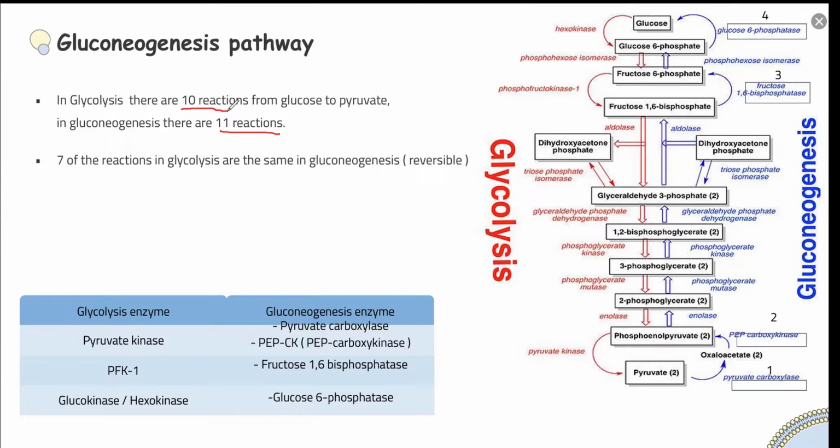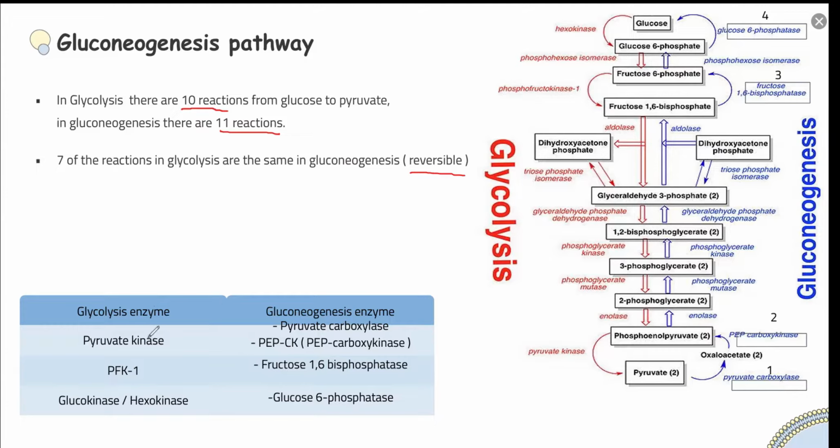So glycolysis only takes place in the cytosol, while gluconeogenesis can take place both in mitochondria and cytosol, except in the case of glycerol. And of course, 7 of the reactions in gluconeogenesis are the same as in glycolysis. So there are 7 reactions that are exactly the same as those of glycolysis, and all those 7 steps are reversible reactions.